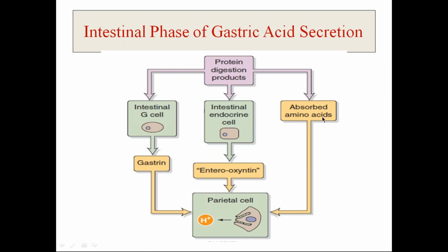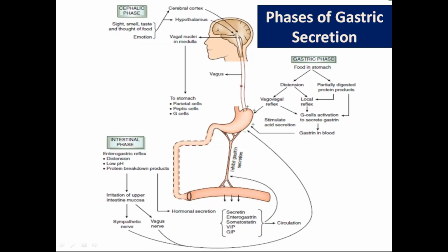Then there are lesser known substances which are present in the intestinal endocrine cells. These are known as enterooxytocins, which also cause the release of HCl. And absorbed amino acids in turn also cause the release, but their mechanism is still not clear. Right? So this is giving you a summary of the phases of gastric secretion. The cephalic phase, sight, smell, taste, and thought of food, or even the emotions, they can cause the higher centers.